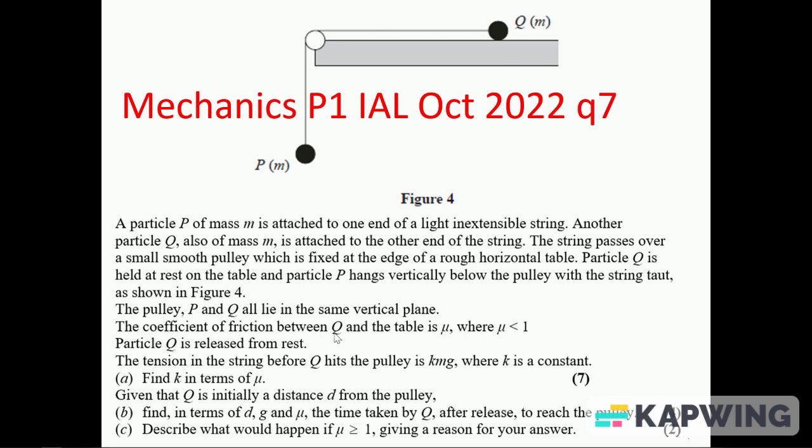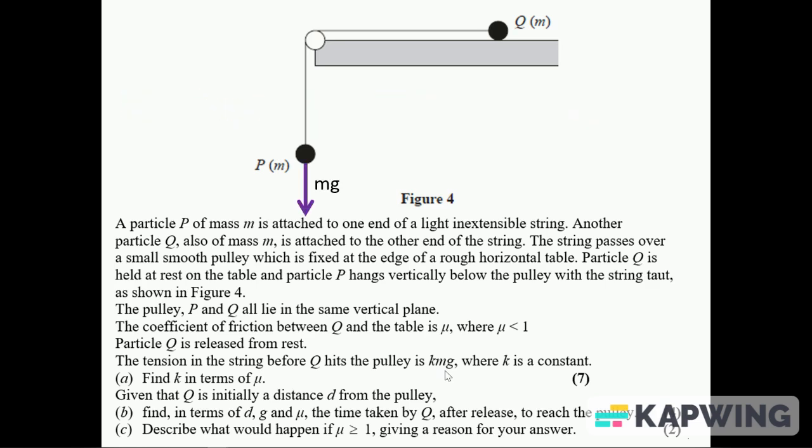Coefficient of friction between Q and the table is mu. Mu is less than 1. It's released from rest. And the tension is kmg, it tells us. Find k in terms of mu. So there you go. So here's the forces.